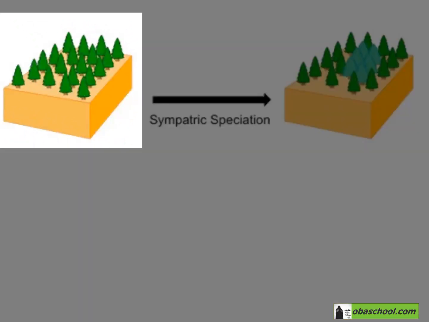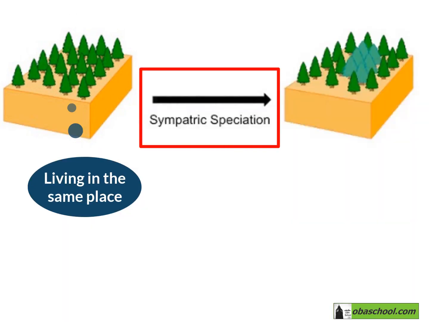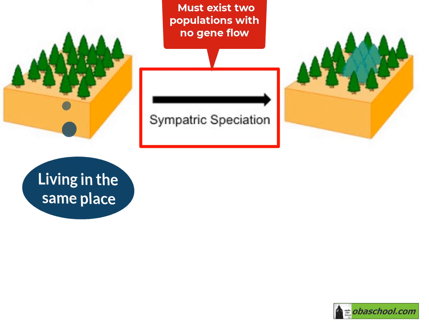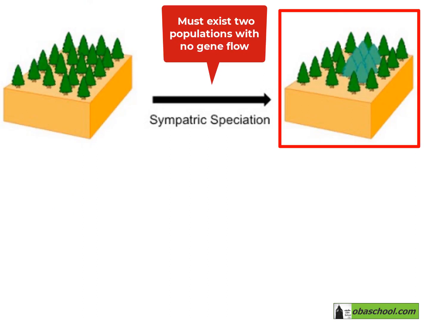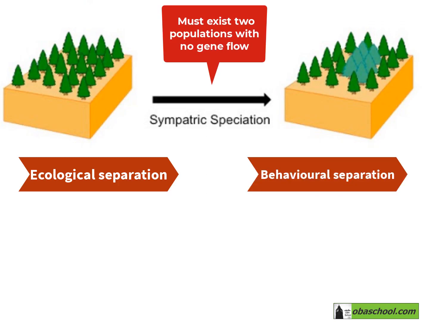Well, a group of the same species could be living in the same place, but in order for speciation to take place, there must exist two populations within that group, and no gene flow occurs between them. So, there should be something that will split or separate these populations, either by ecological separation or behavioral separation.